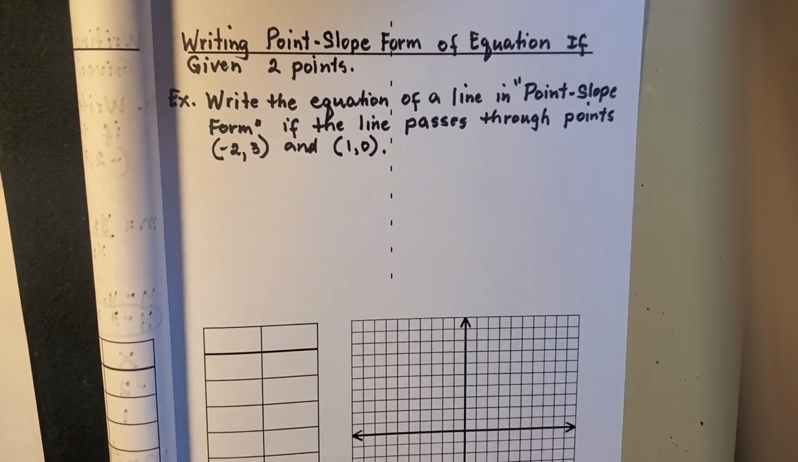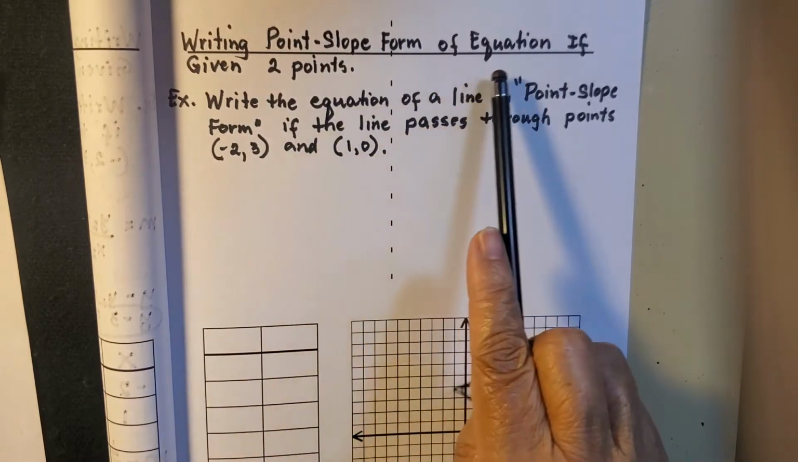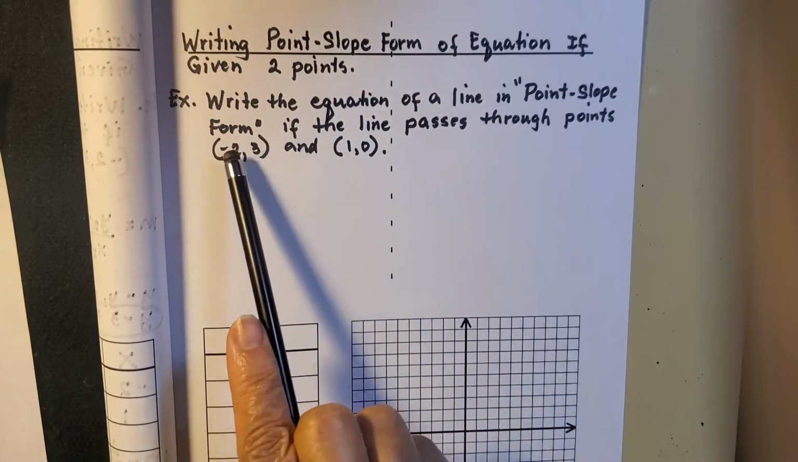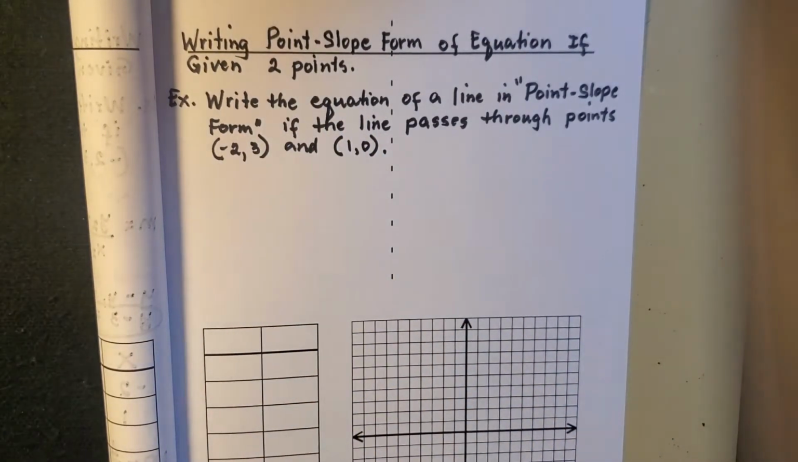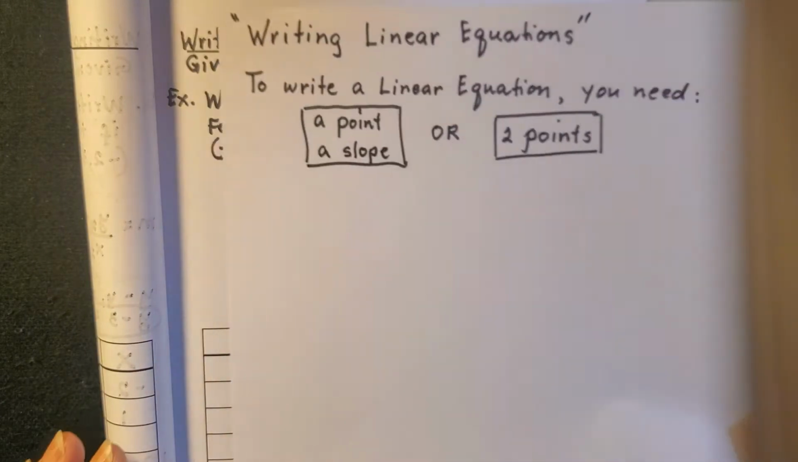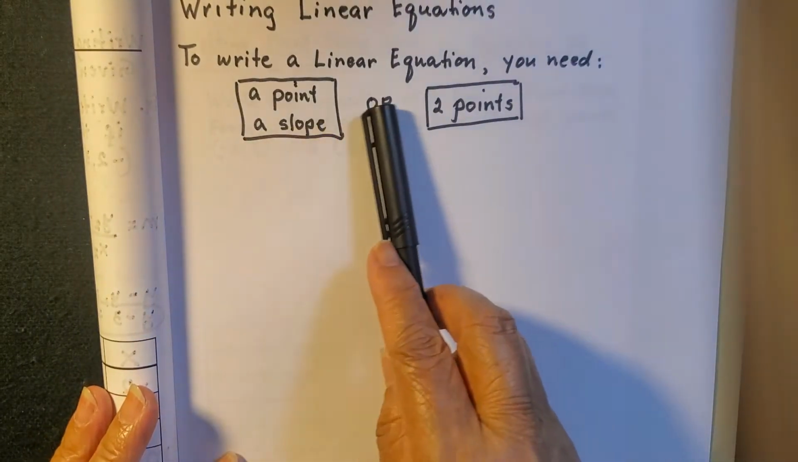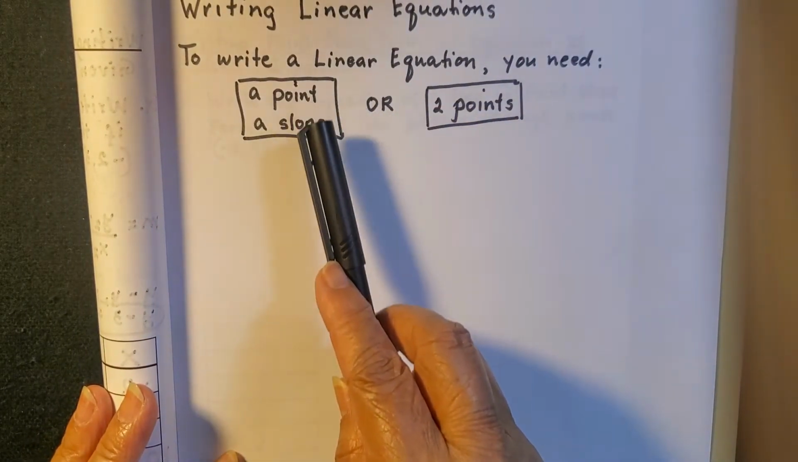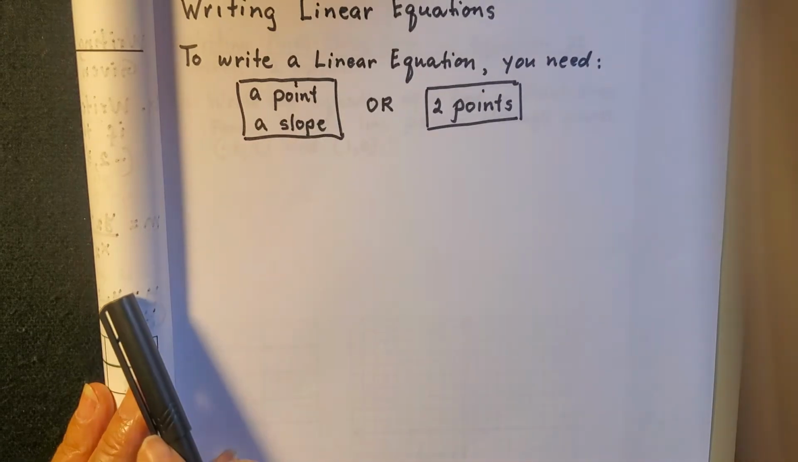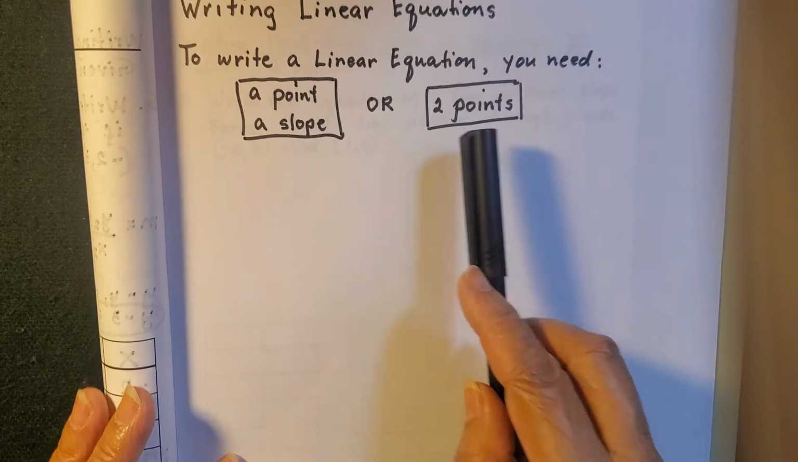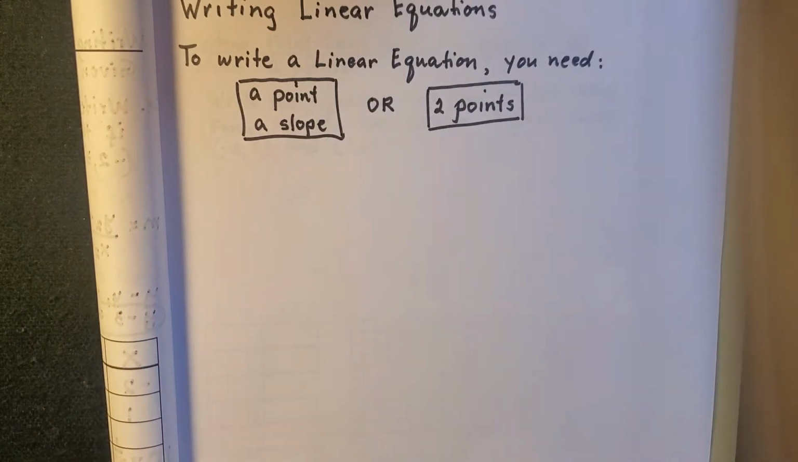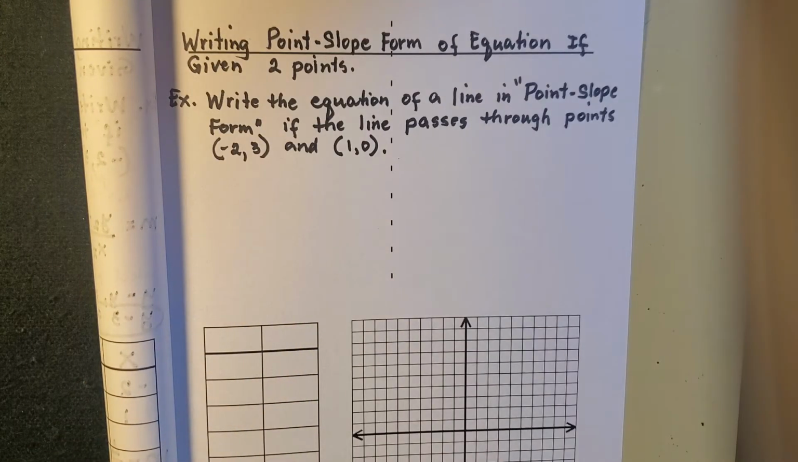Okay, now we will write point slope form of an equation if given 2 points. This is my example. Now let us take a look at what I've been telling you, student. To write a linear equation, you need a point and a slope. We don't have the slope in our example, but we have 2 points. So therefore, I can write an equation. Okay, so let us begin.